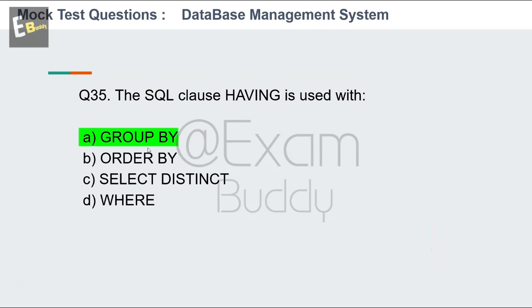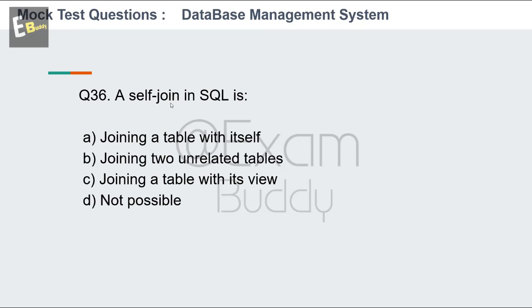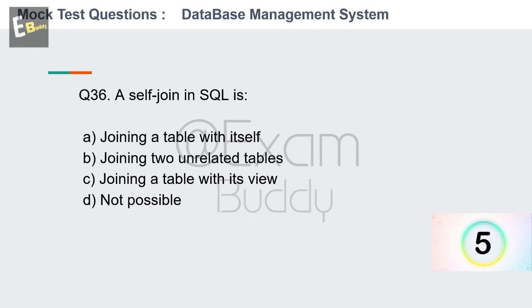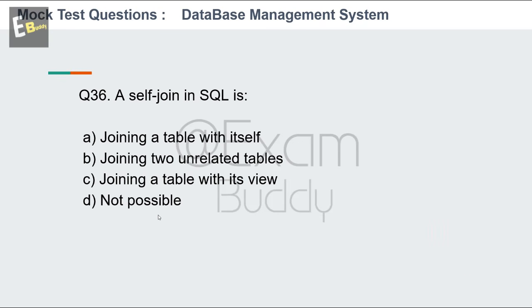Now let's go to question number 36. A self join in SQL is: joining a table with itself, joining two unrelated tables, joining a table with its view, not possible. So your time starts now. And the answer is A, joining a table with itself.